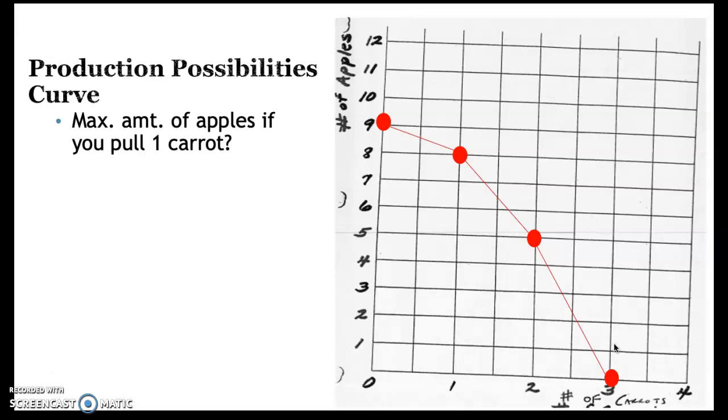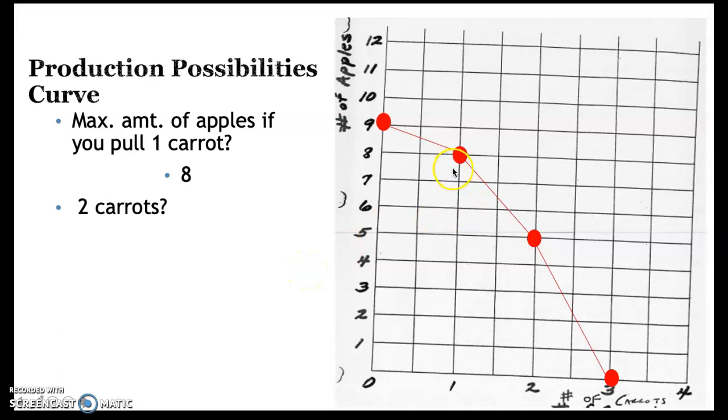So, maximum amount of apples that could be pulled if you pull 1 carrot. As we see here, if all the workers just pulled apples in one day, they would produce 9 apples and 0 carrots. Okay. But if we took 1 worker away from apples and that 1 worker produced carrots, as you can see, carrots are on the x-axis down here, number of apples are on the y-axis, you would get 8 apples in a day.